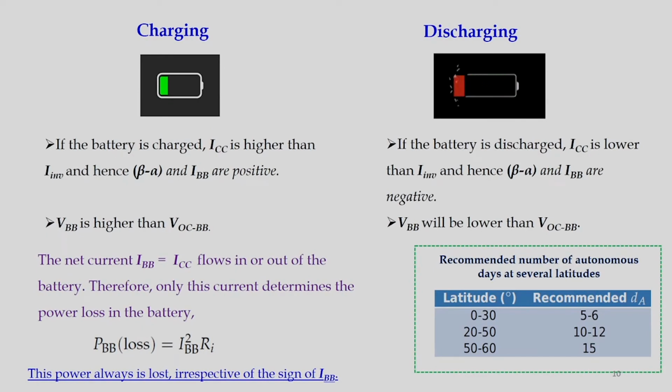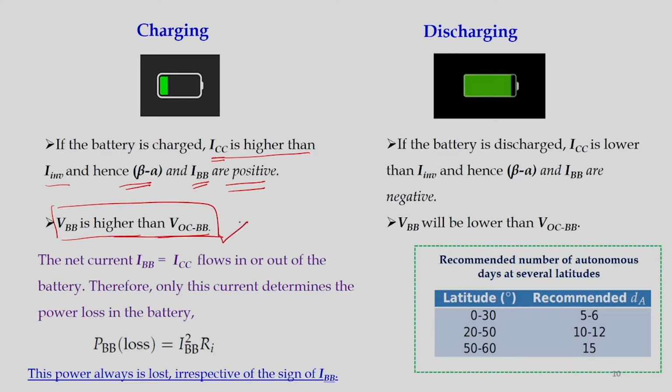There are two conditions we already know, charging and discharging. In case of charging, if the battery is charged, then ICC is higher than I inverter, which we must know. So, ICC is higher than I inverter, and hence beta minus alpha and IBV, the current flowing through this battery bank, are positive. Okay. So, VBB is higher than VOC. Okay. We can see why VBB is higher than VOC by analyzing the solution of the quadratic equation.